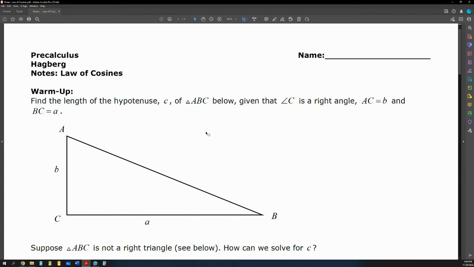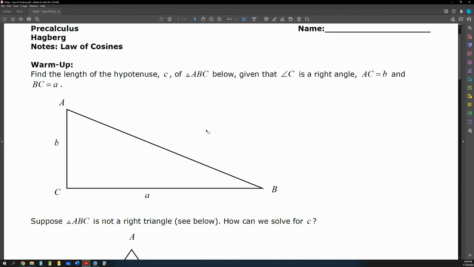Given that angle C is a right angle, side length AC measures B units, and side length BC measures A units. Okay, let's go ahead and label our triangle here. We know that angle C is a right angle, so let's go ahead and denote that. We know that AC measures B, that one's labeled, as well as BC is labeled A. The hypotenuse here, the side across from the right angle, is going to be C units in length.